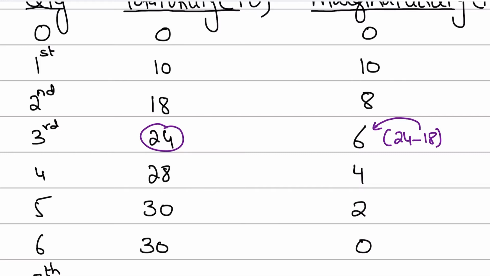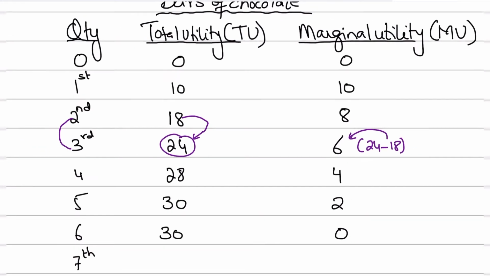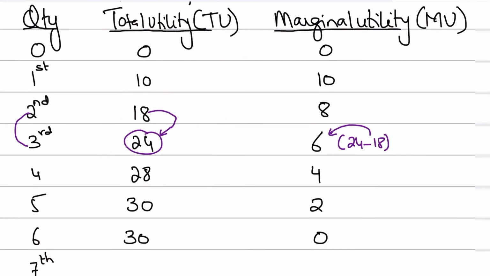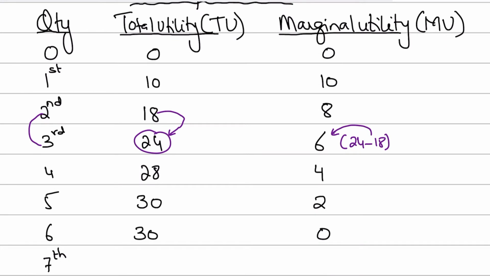So if you move from the second unit to the third unit, you gain a total utility of 18 from 2 units and 24 from 3 units. So the difference would represent the marginal utility from the consumption of the third unit, right? And the consumption of the third unit gives you a marginal utility of 6. Okay, and same goes on if we move forward.